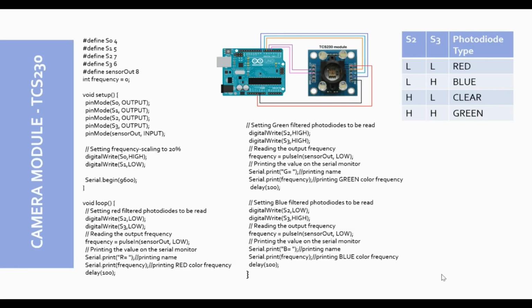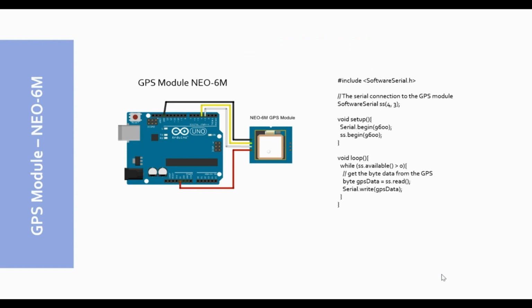This is the code and connection for the camera module, specifically a color detector module. The TCS230 module senses color with the help of photodiodes and converts the current to frequency, which can be read by the Arduino. And this is the GPS module, Neo6M, which will calculate the distance from the current to a predefined location.